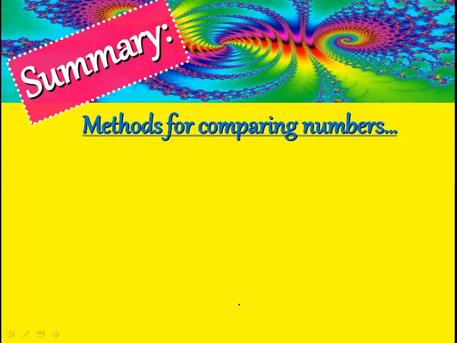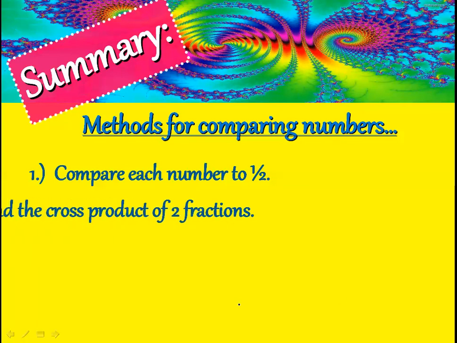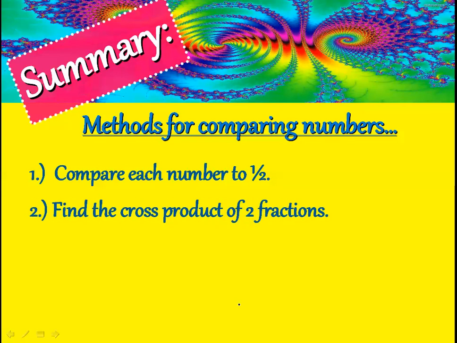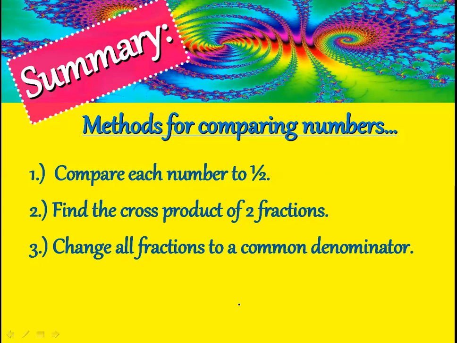So in summary, there are several different methods that you can use for comparing numbers. First of all, you can simply look at two numbers and compare each number to 1/2. Sometimes you'll get lucky and one of them is less than 1/2 and one of them is larger than 1/2. You can find the cross product of two fractions. In other words, you can cross multiply to see which side is larger. If you have two fractions, you can change each fraction to a common denominator and then compare the numerators of the fractions.